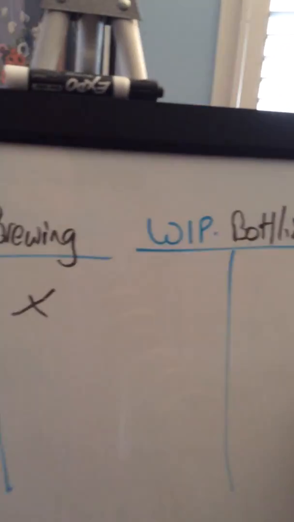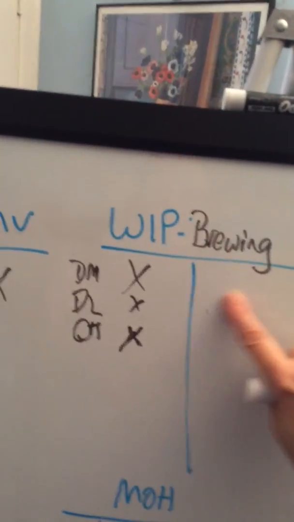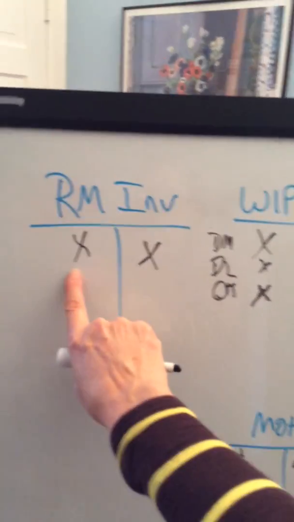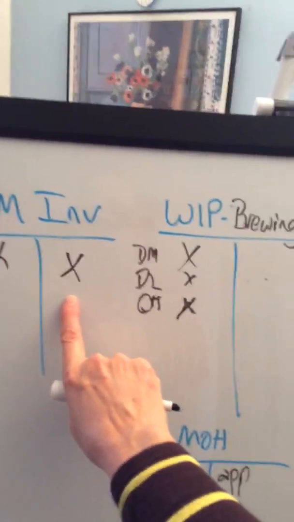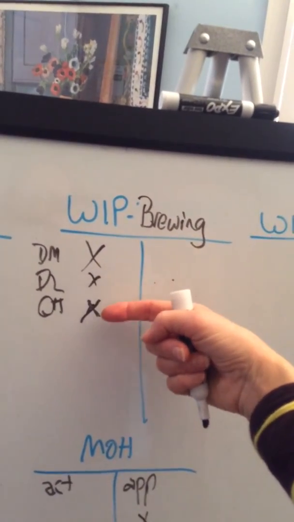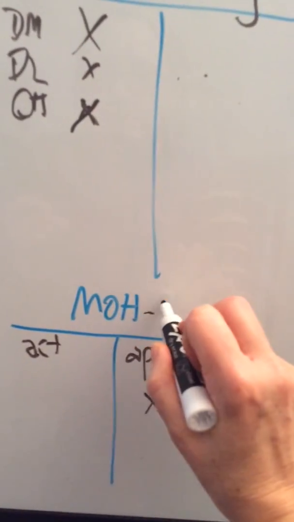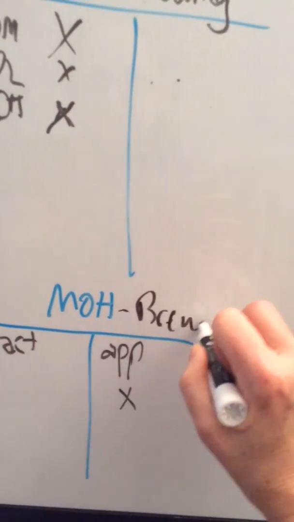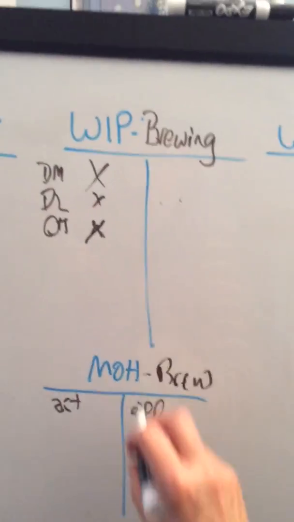So what's different now are just a few things. What's similar is actually most of them. So we're still going to buy raw materials. We're going to still take raw materials out of the raw materials storehouse and we're going to put it into the brewing department. We're going to add labor and we're going to add overhead. One of the things that's different now is we're going to have MOH just for the brewing department. So we're going to apply overhead to that.